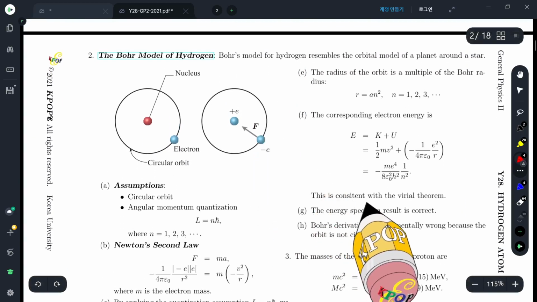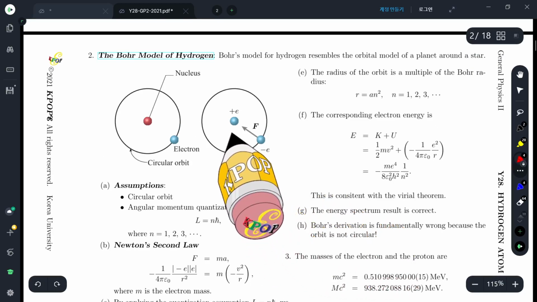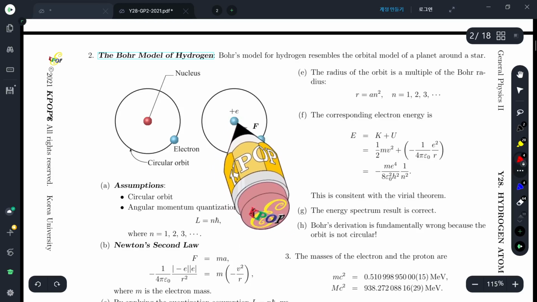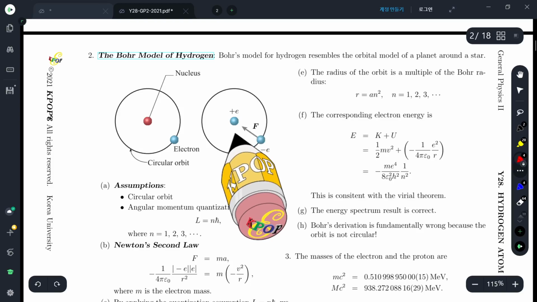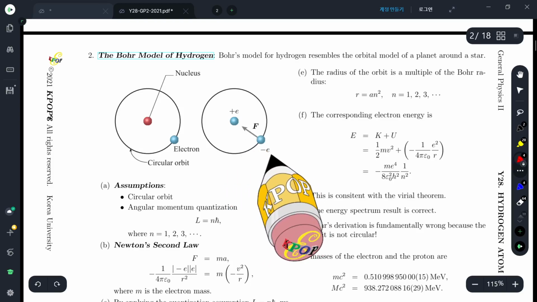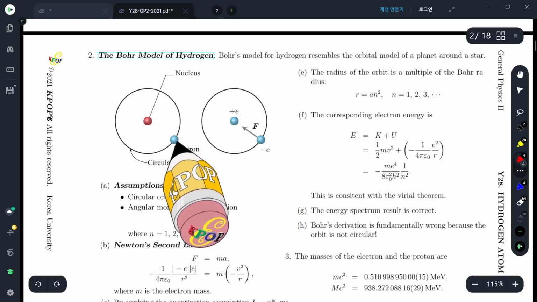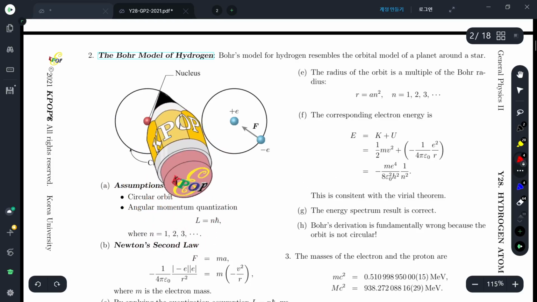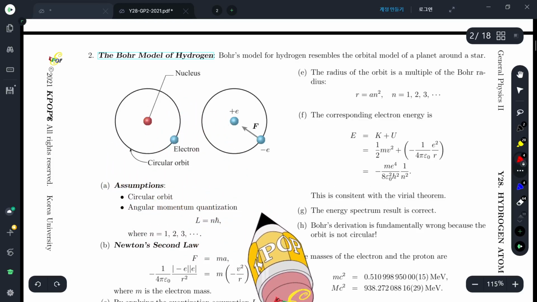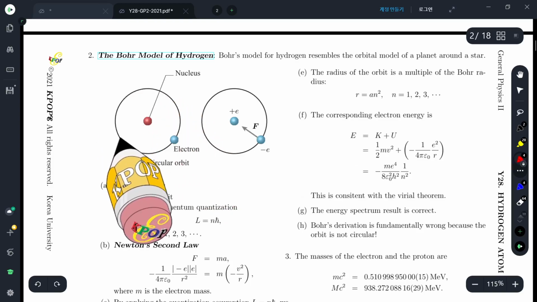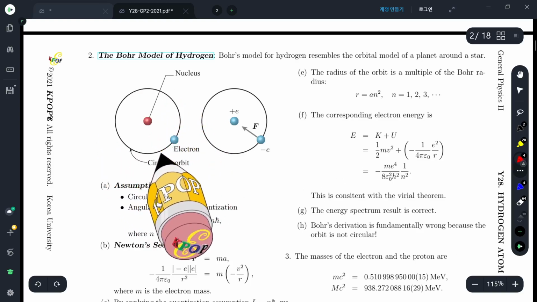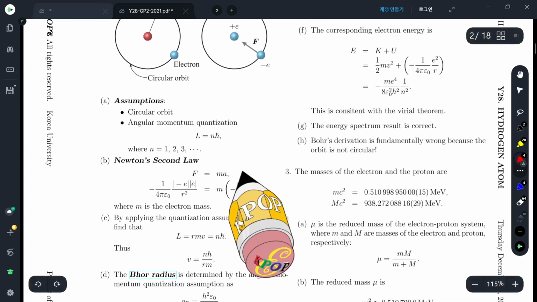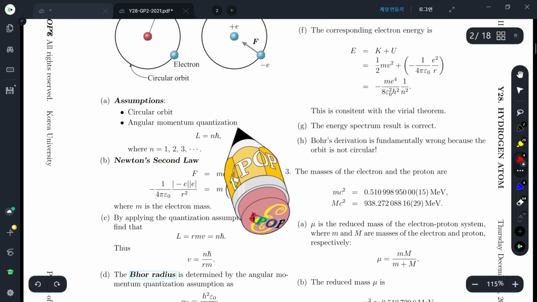The model is as follows. The electric charge of the proton is plus e, where e is the elementary electric charge, and that of the electron is minus e. Bohr assumed that the electron makes a uniform circular motion, so for simplicity the orbit is a circle. The assumption is that the angular momentum is quantized.